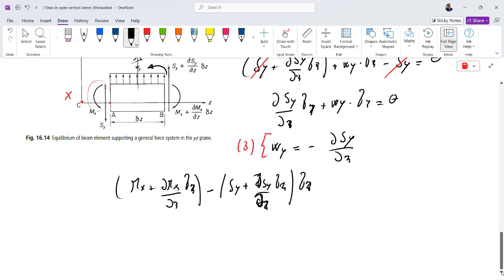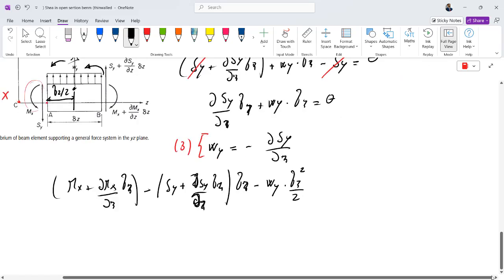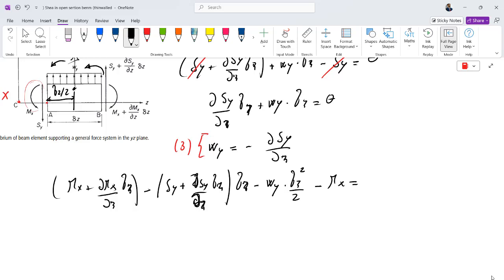Also the Wy, the lumped force applied here, produces a moment around point A that is counterclockwise, so it is minus Wy times dz for this arm here, that is delta z over 2. So we can write dz squared divided by 2. And the other term is this moment Mx that is counterclockwise, and so is negative, minus Mx, equal to 0.